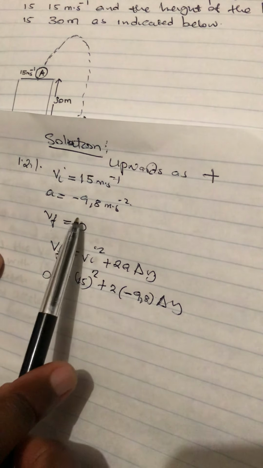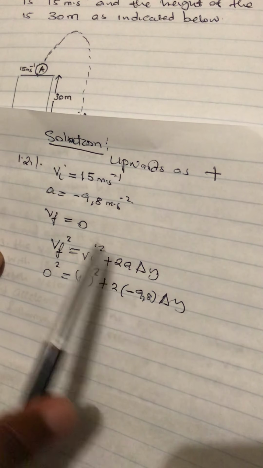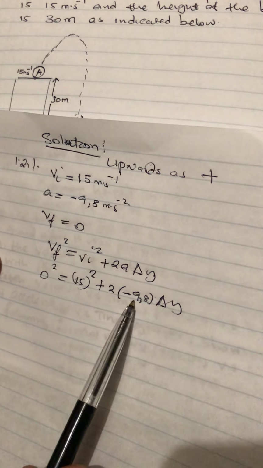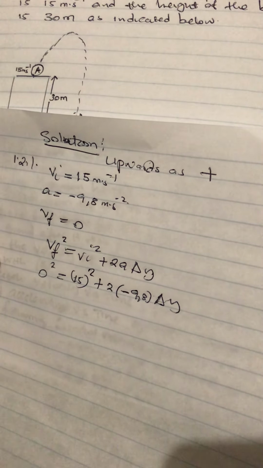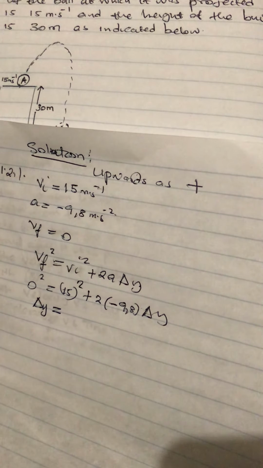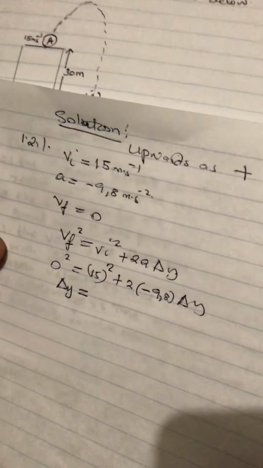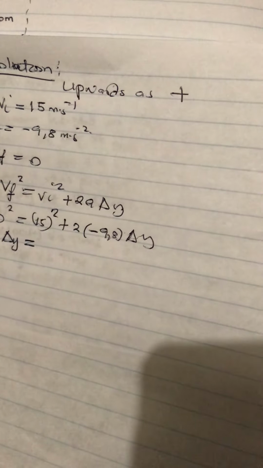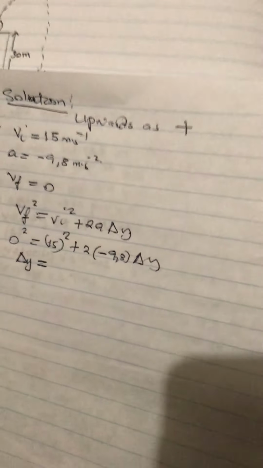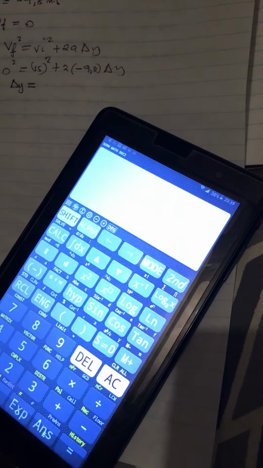We replace the final velocity here. We replace the initial velocity here. Acceleration, negative 9.8. This is what we have. Now we are looking for the change in y. So change in y is equal to, let's get our calculators, then we start pressing the values.